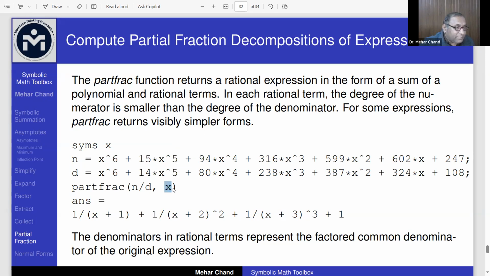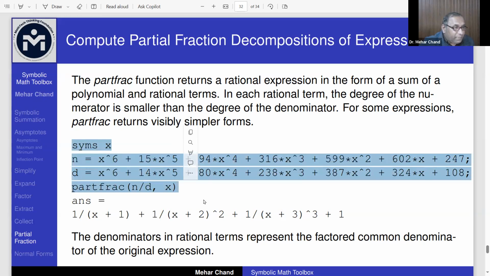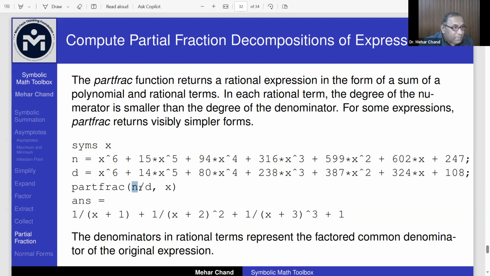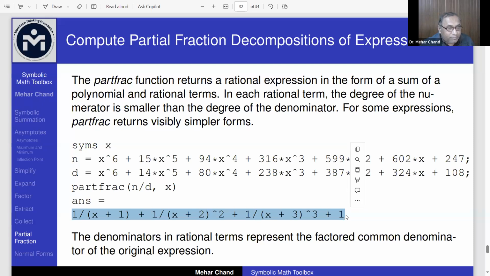Then you put x at its place, and as soon as you execute these three statements, you will get the partial fraction of n upon d: 1 upon x plus 1, then 1 upon x plus 2 square, then 1 upon x plus 3 cube, plus 1. So this is the partial fraction of the above expression.